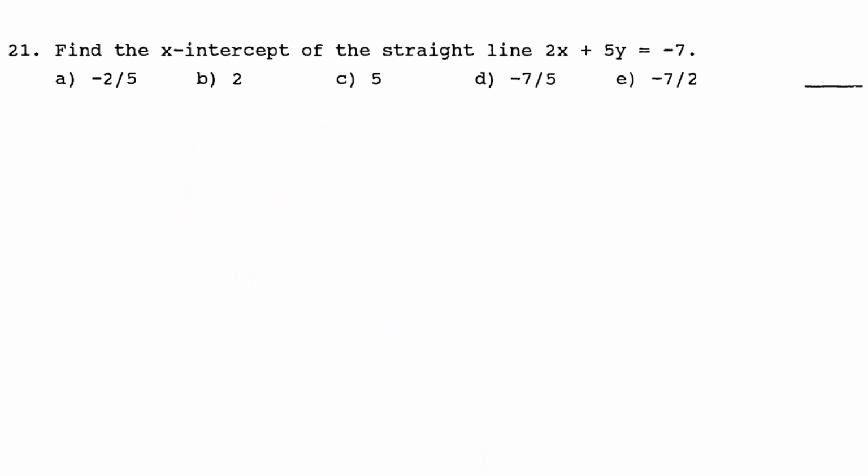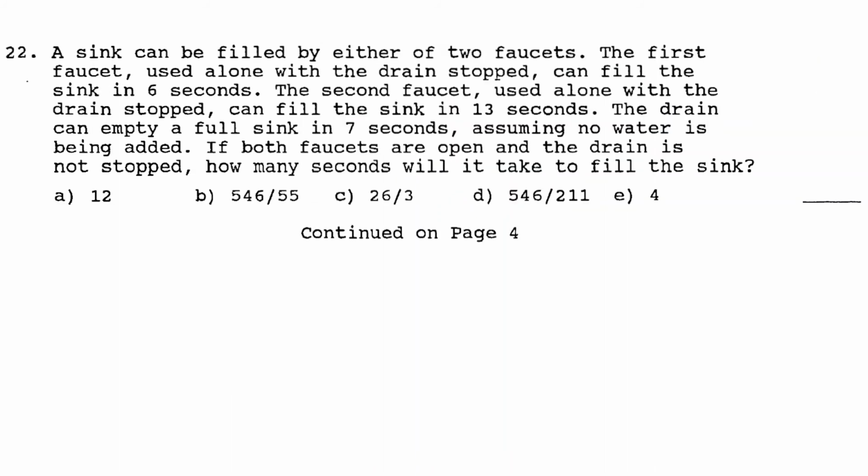Find the x-intercept of the straight line 2x plus 5y is equal to negative 7. X-intercept happens when y is equal to 0. 2x is equal to negative 7. X is equal to negative 7/2, E. Next. Guys, we're almost done.